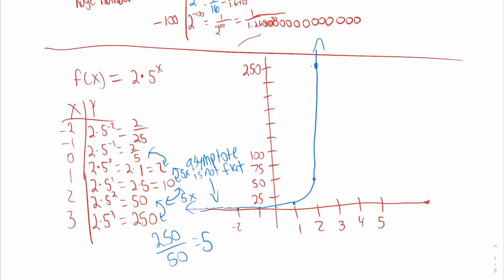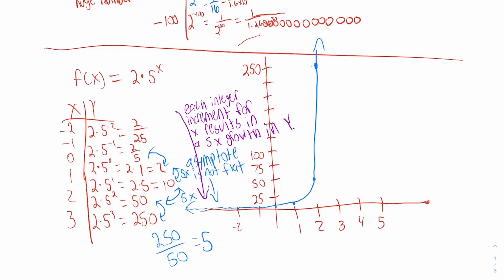So that would mean that as we're going down this table, each integer increment for x results in a 5 times growth in y. Every integer that we go up for x resulted in 5 times growth in the y.